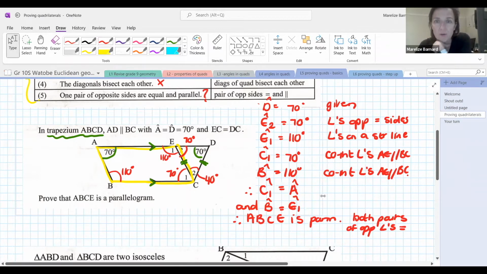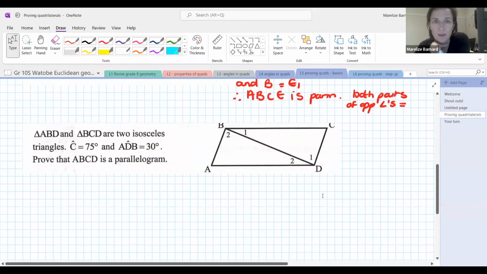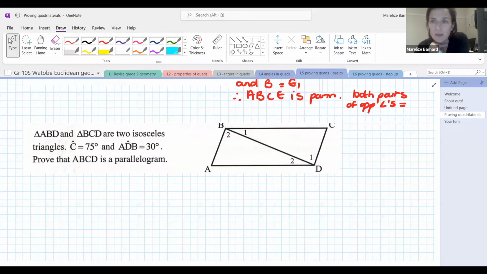Okay, one more minute for questions about this one before we go on to the next one. No questions? Right. Now it's going to be your turn. You're going to go through that same thinking process, or use your own thinking if you do it a different way, as long as whatever you do has valid geometry reasons involved. So first, read everything, fill it in on your sketch, and then go on to your proof.